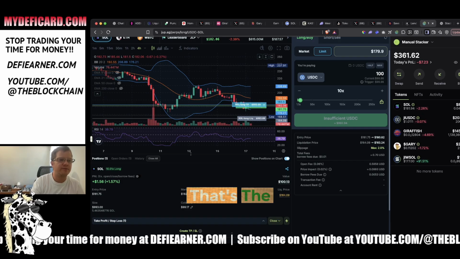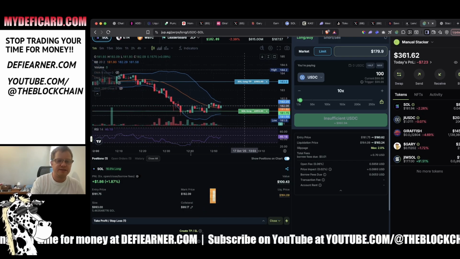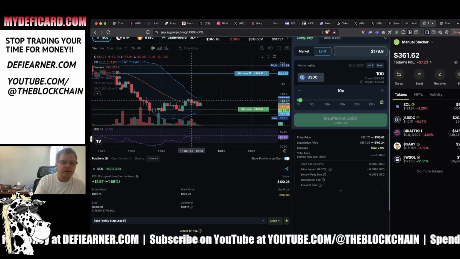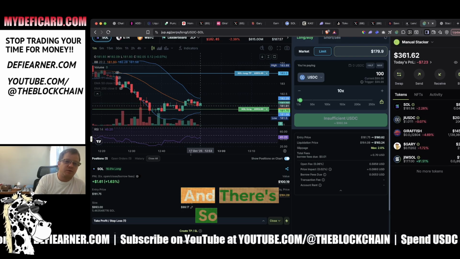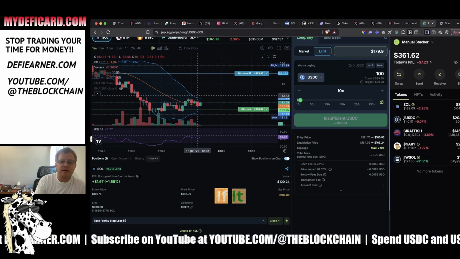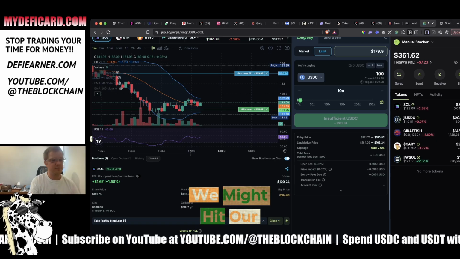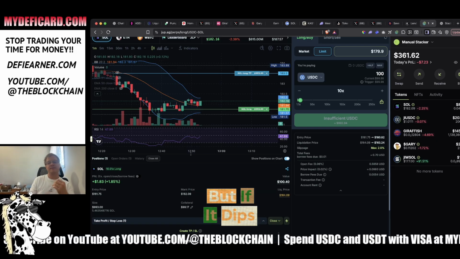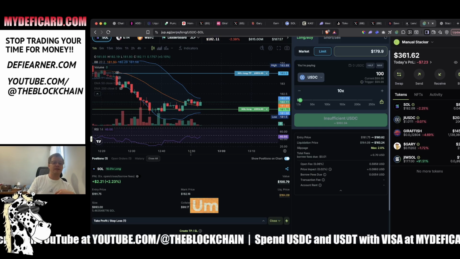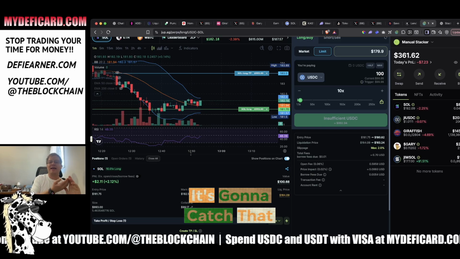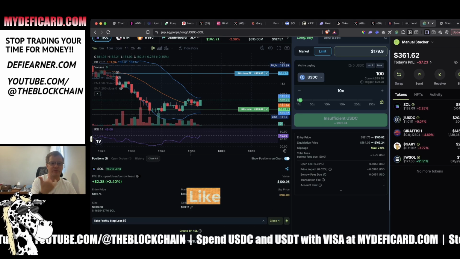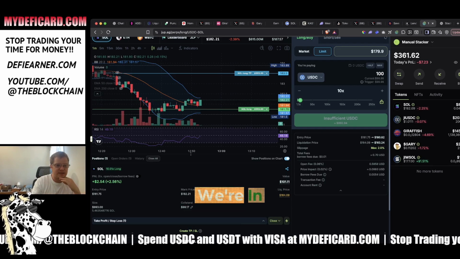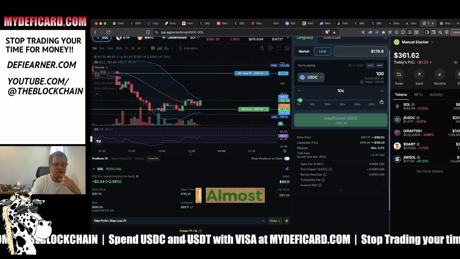Gotta go to the 1 minute chart to get a better idea. See, the liquidity is getting more narrow now. Once this starts going, if it starts shooting back up, we might hit our profit, get our $10 and be out. But if it dips further down, it's going to catch that, and then when we actually have our take profit, see, now we're in take profit now. I almost want to show you guys again.